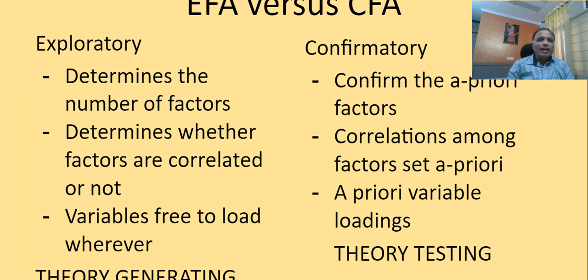So we have exploratory and confirmatory. You can see here, everybody. Exploratory determines the number of factors, how many factors, variables, items, and determines whether factors are correlated or not. Variables are free to load wherever, and it is theory generating, right? You develop a theory, you develop a construct. Confirmatory, on the other hand, confirms the prior factors, already designed and developed factors. You see the correlation among factors a priori, and the variable loading is already there, and this is testing the theory.